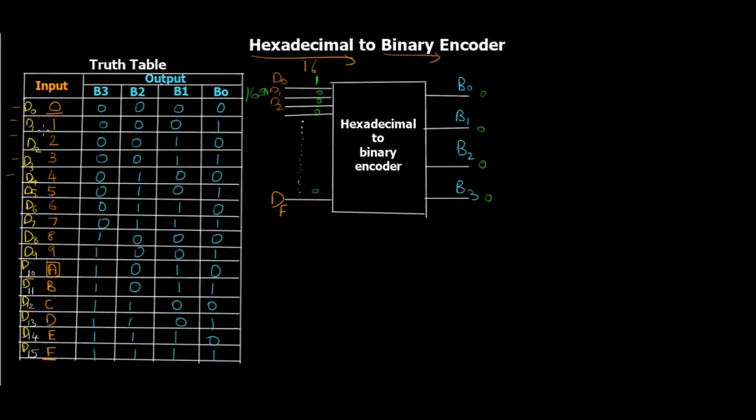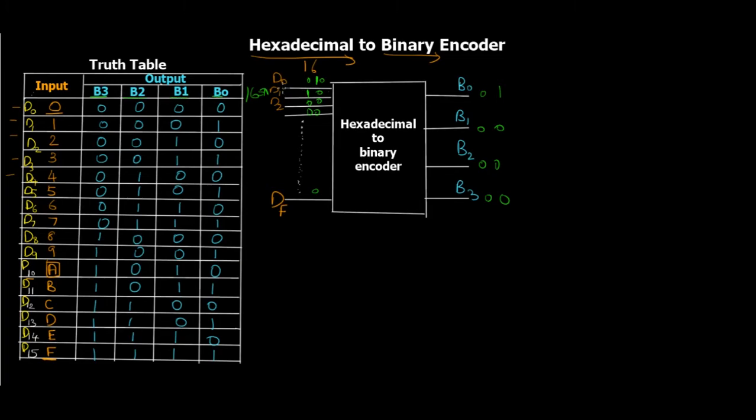Similarly, if D1 is high, that is the second line is 1, all the other lines are going to be 0, and then the output is going to be B0 equal to 1, as you can see over here, and the rest are going to be 0 0 0. This functionality has to be implemented using some logic gates inside the encoder circuit, right? We are going to find out what exactly is used inside this hexadecimal to binary encoder circuit diagram. To do that, we need the output expressions for the 4 output lines.